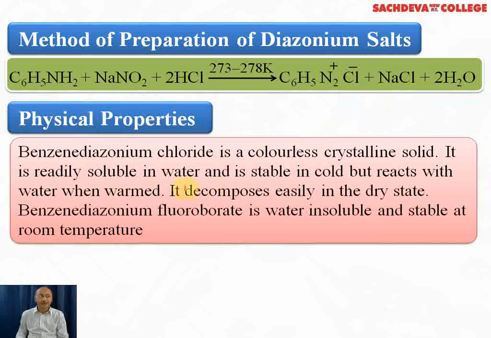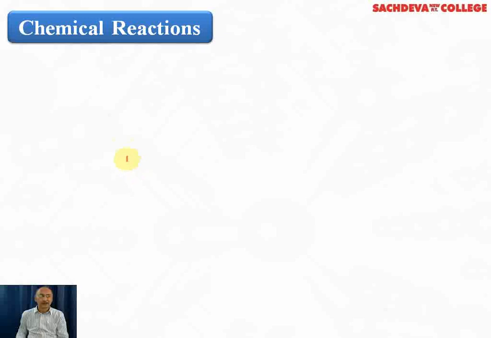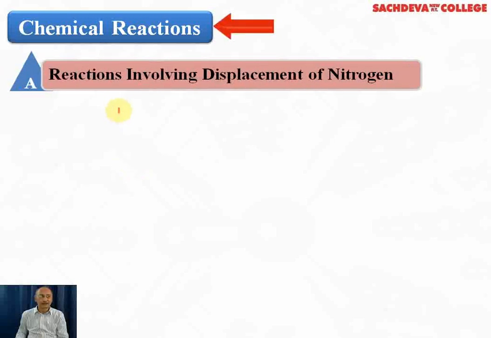Physical properties. Benzene diazonium chloride is a colorless crystalline solid. It is readily soluble in water and stable in cold but reacts when water is warmed. It decomposes easily in dry state. Benzene diazonium fluoroborate is water insoluble and stable at room temperature. Let's take up chemical reactions.